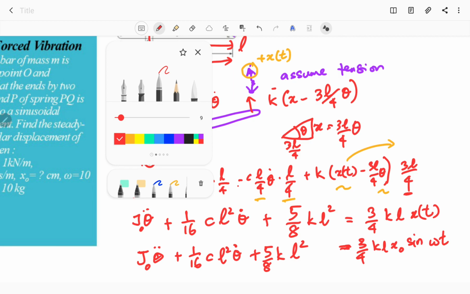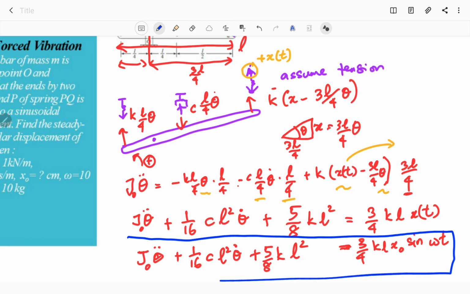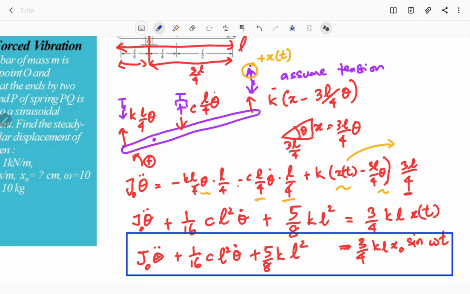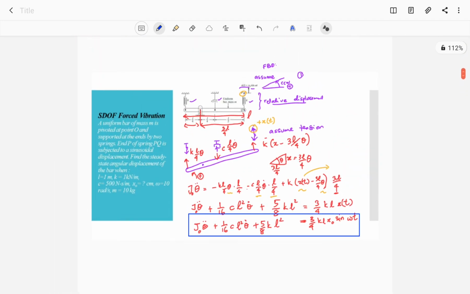So hopefully you can derive and understand how to get the equation. Alright, so that's all. After that, you look at all the given values and substitute into the equation and use the standard equation to get the response of this system. Okay, so that's overall how you would derive the equation of motion.